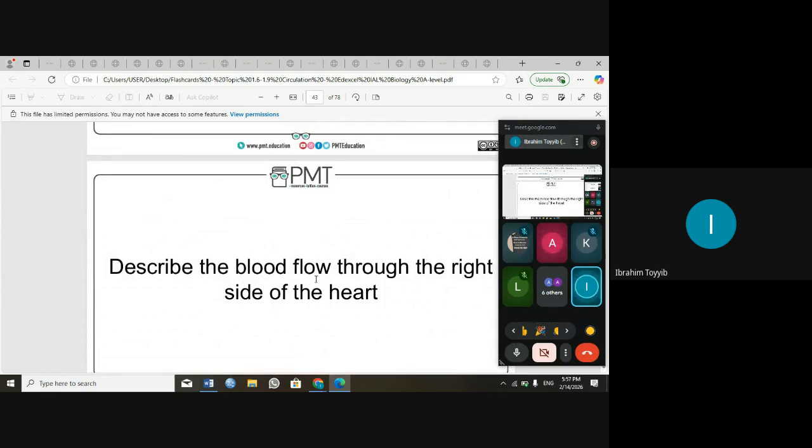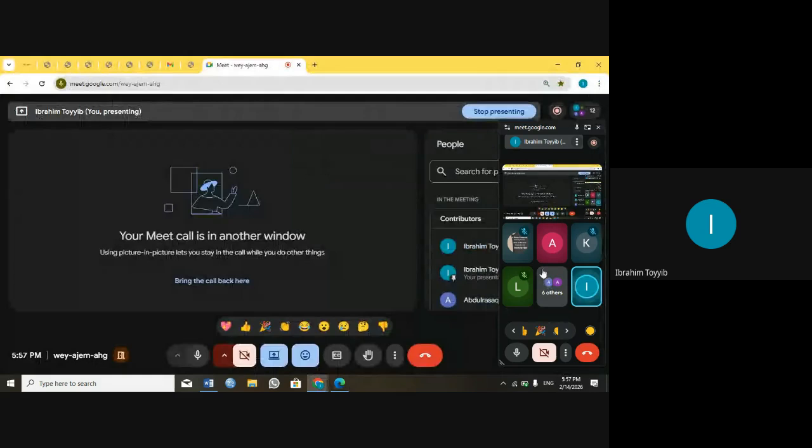Can you describe the blood flow through the right side of the heart? Only the right side. How does the blood flow there? Who can explain this? No one can explain. Should I start calling names?